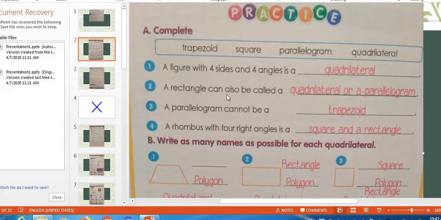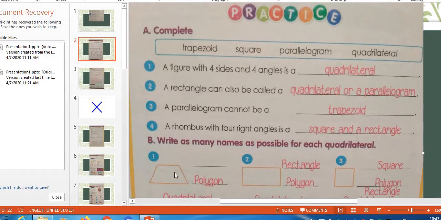A rectangle can also be called a rectangle, parallelogram, or quadrilateral. So a rectangle can also be named a quadrilateral because it has 4 angles and 4 sides, or a parallelogram because it has 2 opposite sides. Each 2 opposite sides are equal and parallel. A parallelogram cannot be a trapezoid.